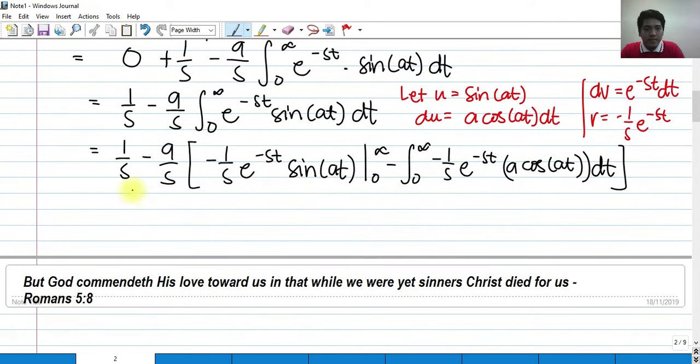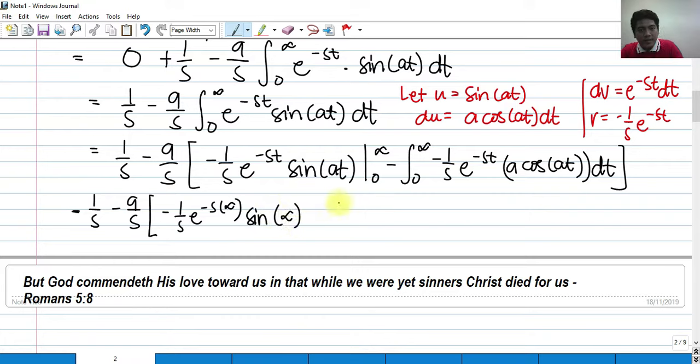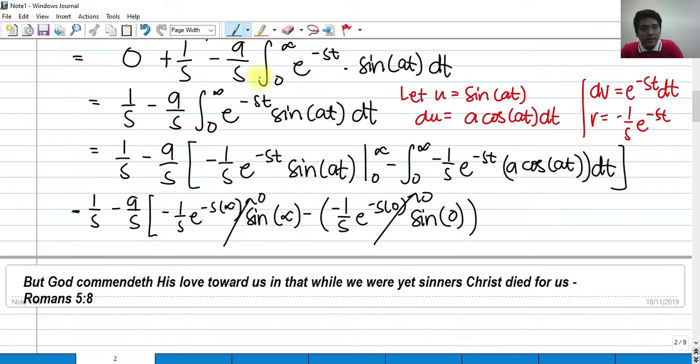And again, to simplify our work, we have 1 over s minus a over s. We can distribute the limits so that we have negative 1 over s e raised to negative s times infinity, multiplied by sine of a times infinity, minus the negative 1 over s e raised to negative s times 0, the lower limit, multiplied by sine a times 0, which would be sine 0. Notice that negative 1 over s multiplied by e raised to negative s times infinity would become 0, and 0 multiplied by this would be 0. And as you can see here, we have sine of 0, which is 0. So any number multiplied by this would be 0. So this term is only equal to 0.